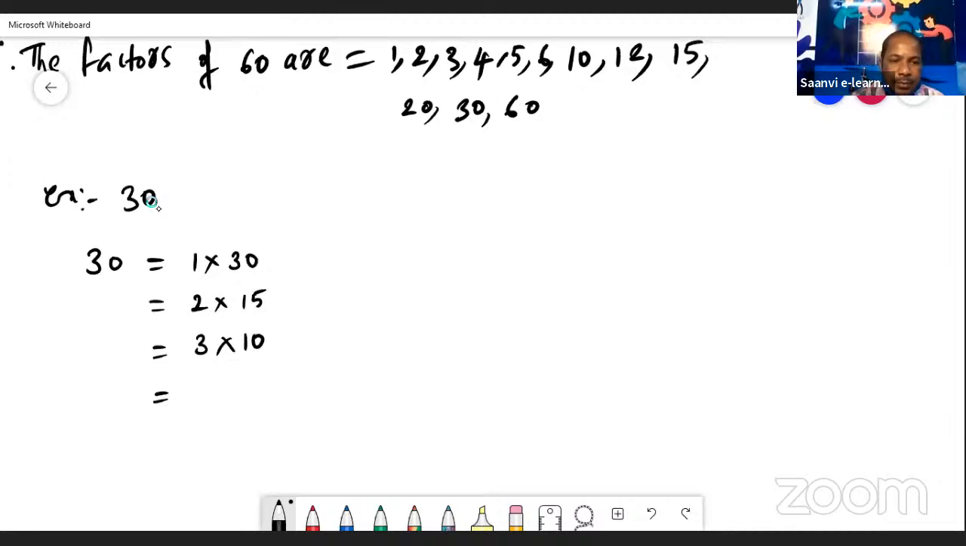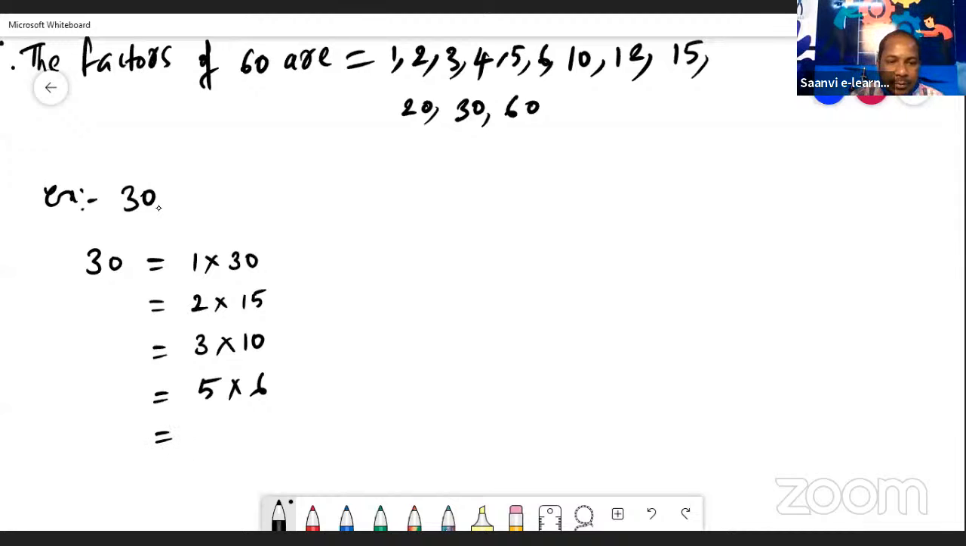Next, check with the 4 table. Will the number divide by 4? Recall the 4 table once. 4 1s are 4, 4 2s are 8, 4 3s are 12, 4 4s are 16, 4 5s are 20, 4 6s are 24, and 4 7s are 28, 4 8s are 32. We are getting 32, but here we have only 30. So 4 is not possible. 4 will not divide. Okay. Next 5. 5 will divide. 5 6s are 30. Okay.